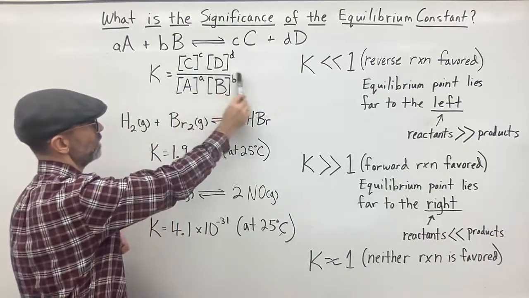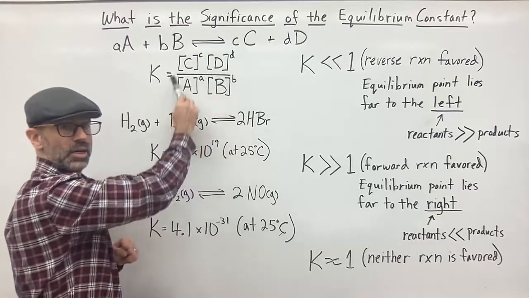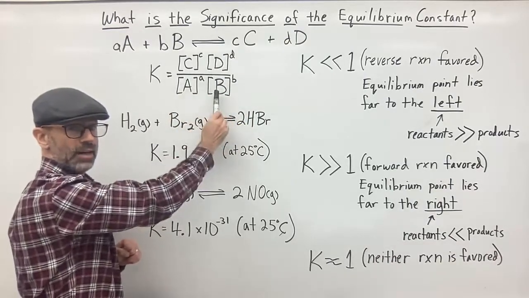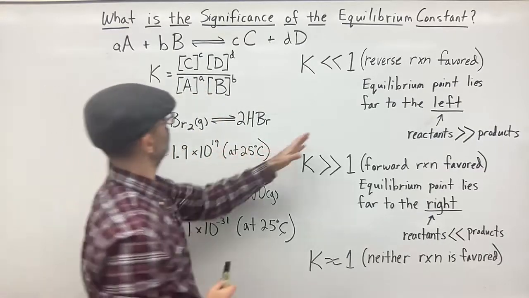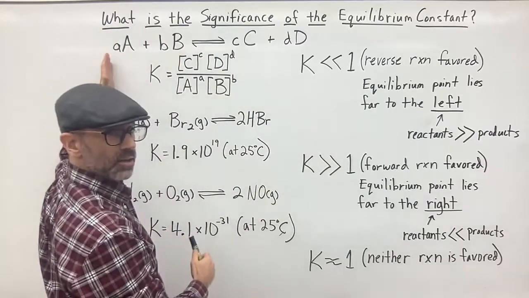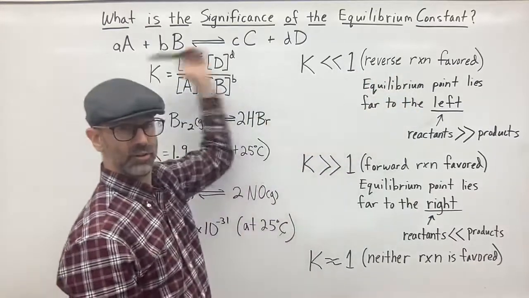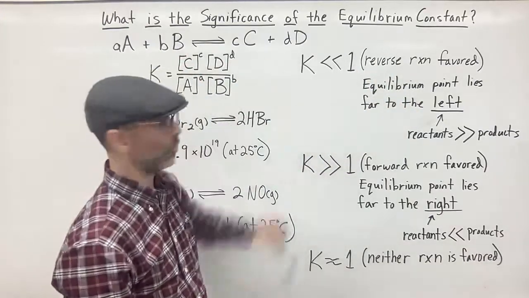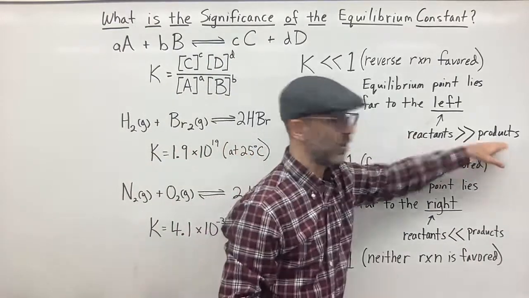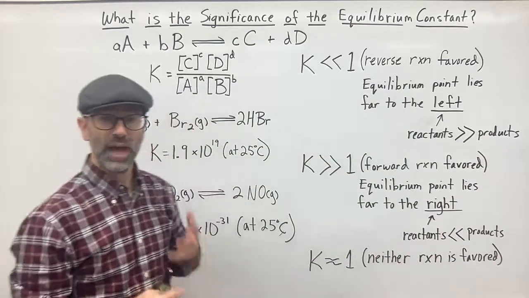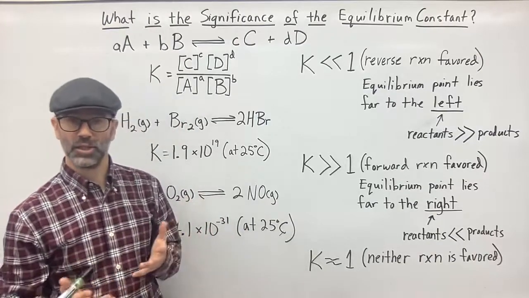Since this bottom part is the reactants, the reactants are being favored. You have much more reactants than products at equilibrium. And so the equilibrium point falls far to the left. That means that the reverse reaction is favored. It wants to go this way more than this way. Again, in this case, reactants are much, much greater than the products at equilibrium. So that's the significance. That's what this equilibrium constant tells us for various reactions.